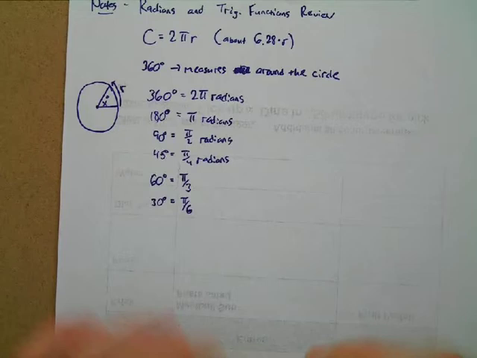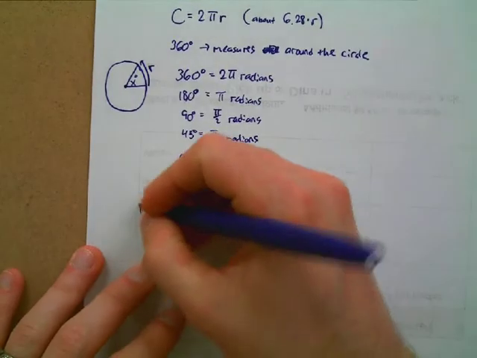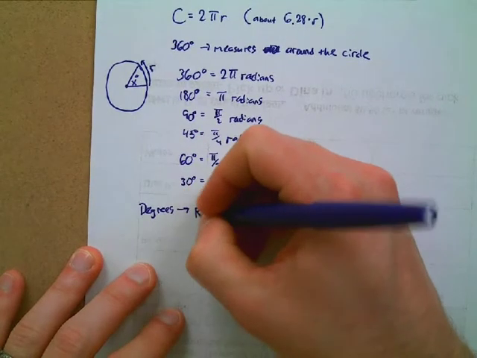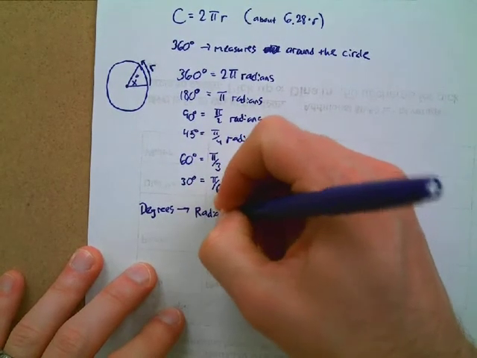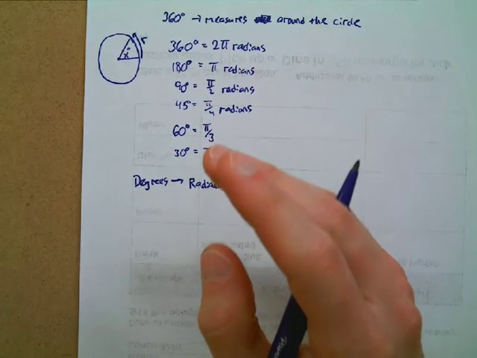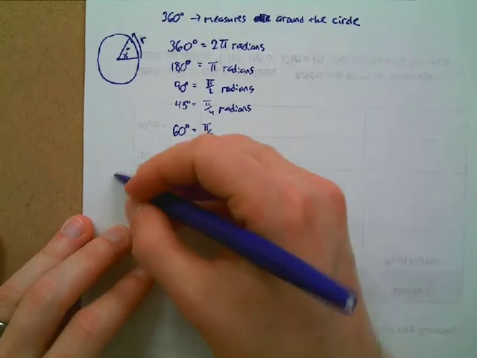So here's how we're going to be converting between these two things. If we're going degrees to radians, here's what we're going to do. And there's multiple different ways, and different teachers teach different ways to do this, but here's how we're going to be converting.